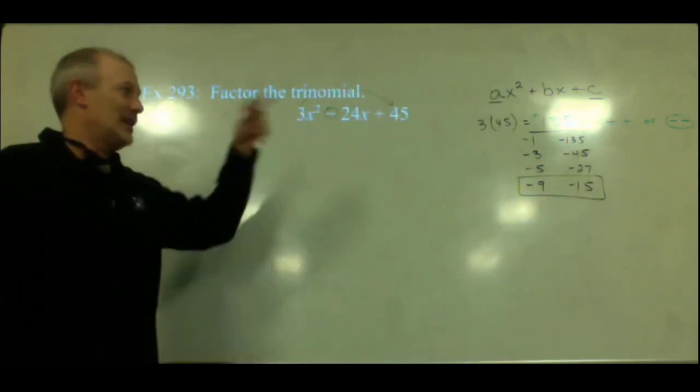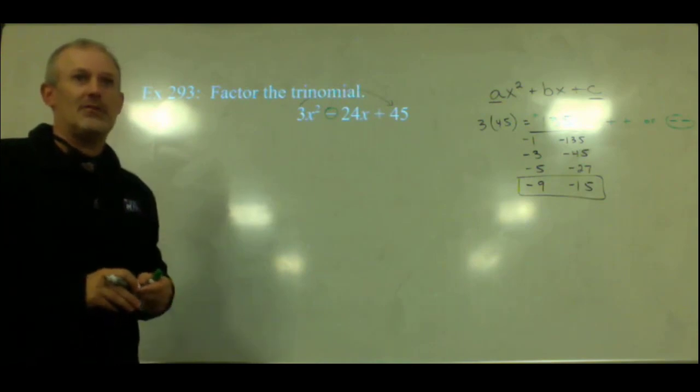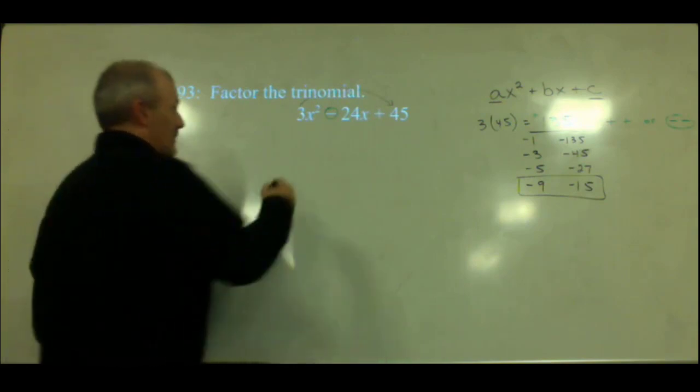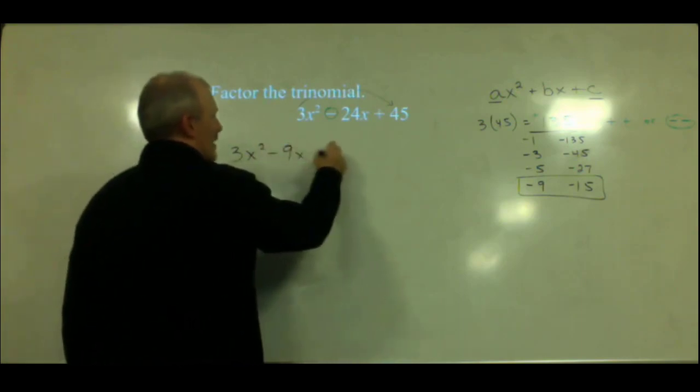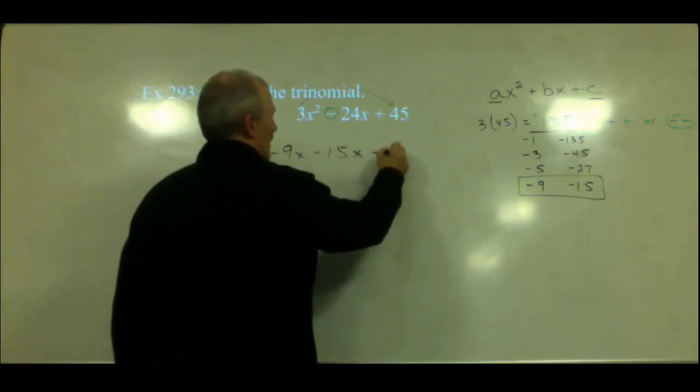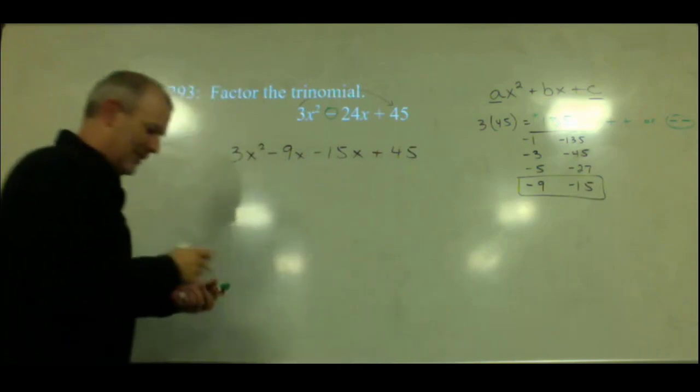-9 times -15 equals 135, so -135. It's doable. So we would have 3x squared minus 9x minus 15x plus 45. And then we still factor by grouping.